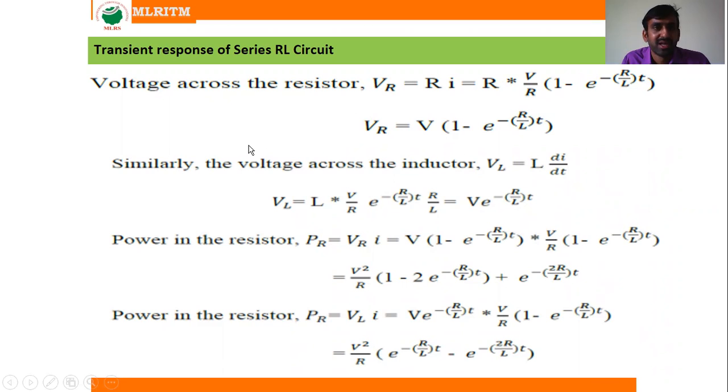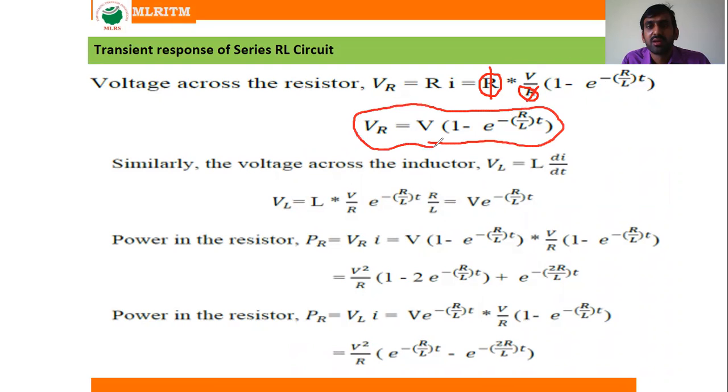We have obtained the transient current expression for the RL circuit: I is equal to V by R into 1 minus e power minus R by L into T. Substituting the same value over here, we get VR is equal to V into 1 minus e power minus R by L into T. Here the R in the numerator and the R in the denominator get cancelled. So we have V into 1 minus e power minus R by L into T. This is the expression for the voltage across the resistor.